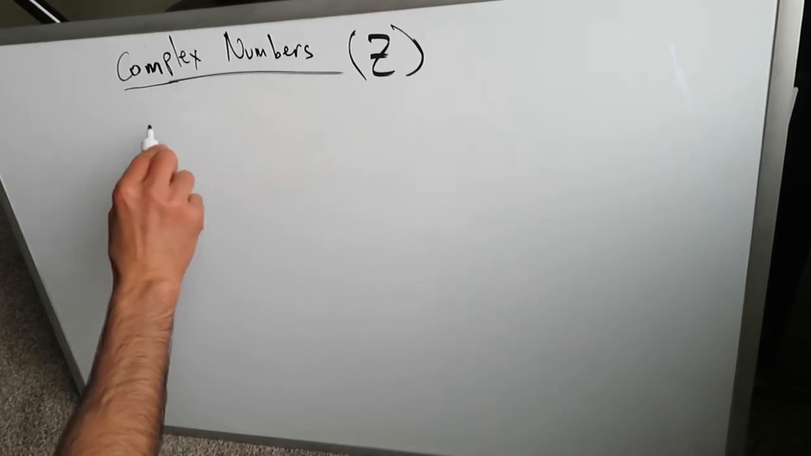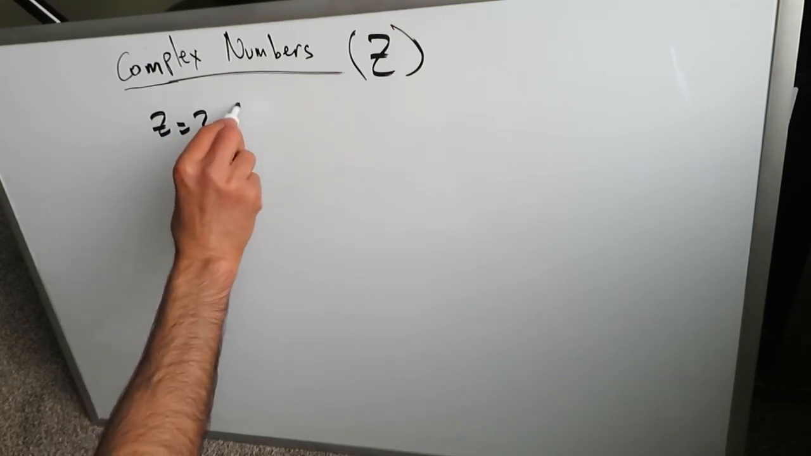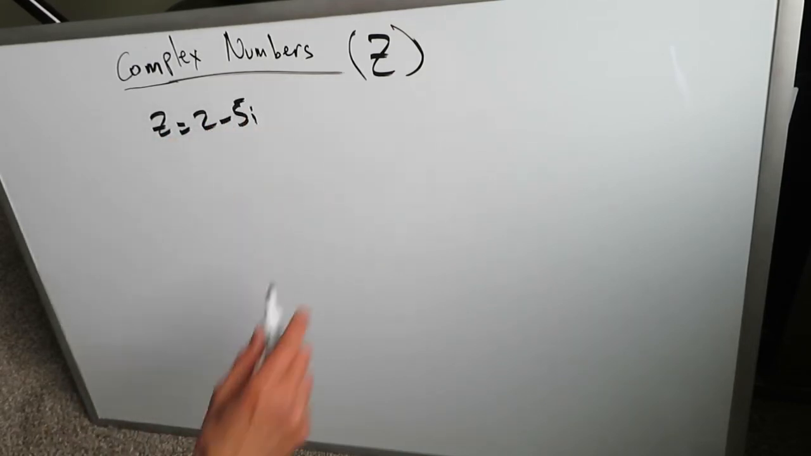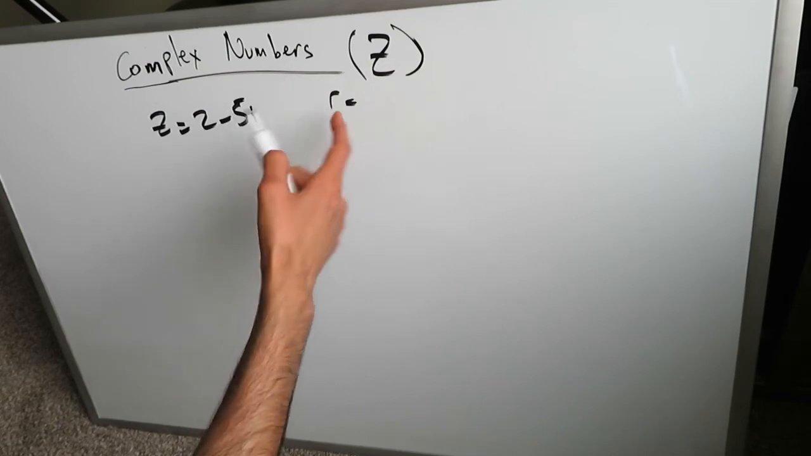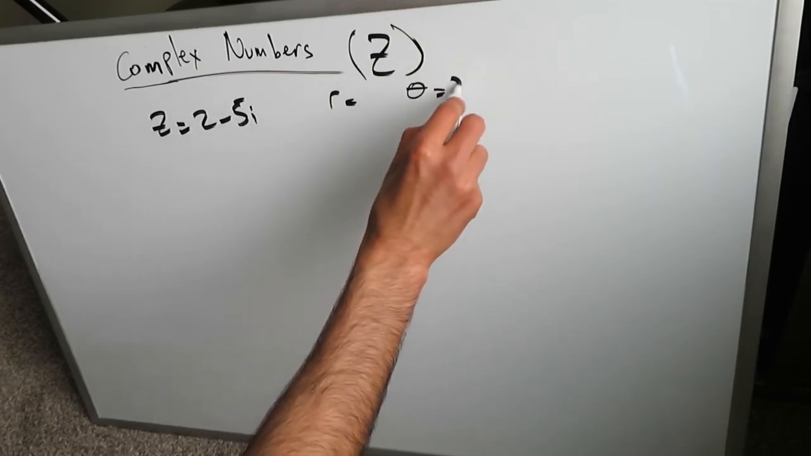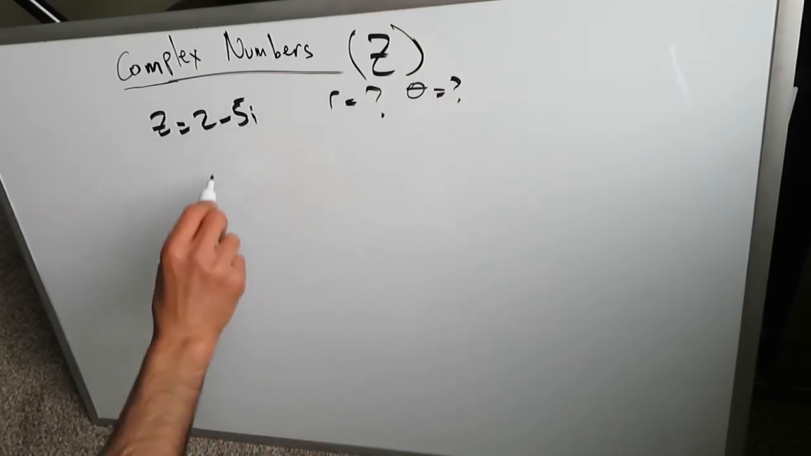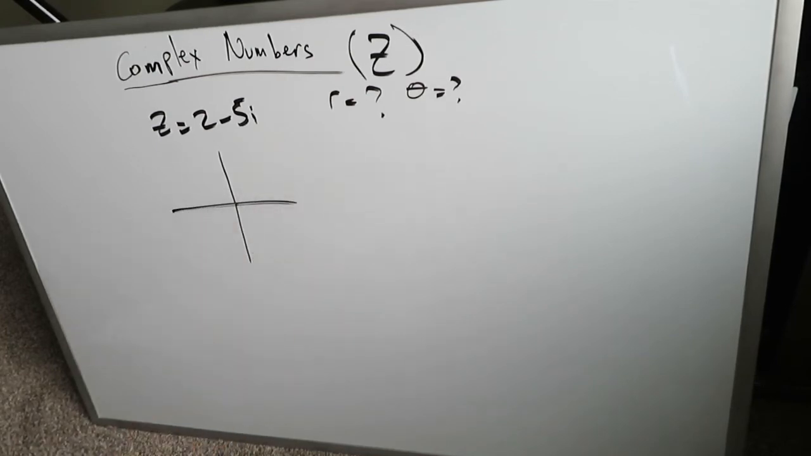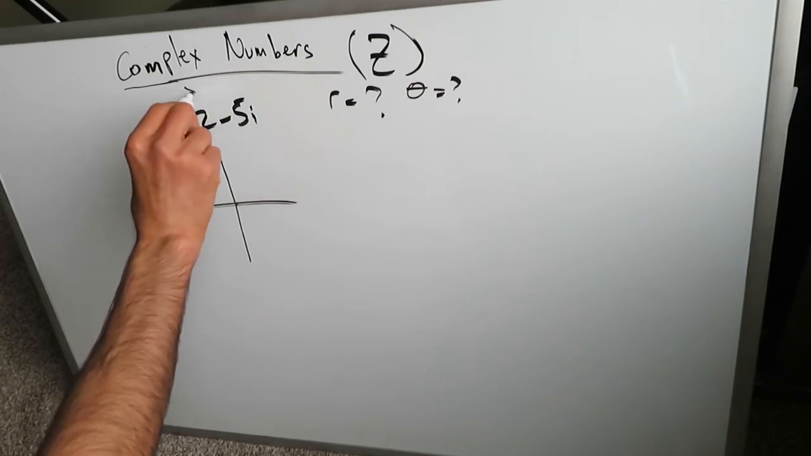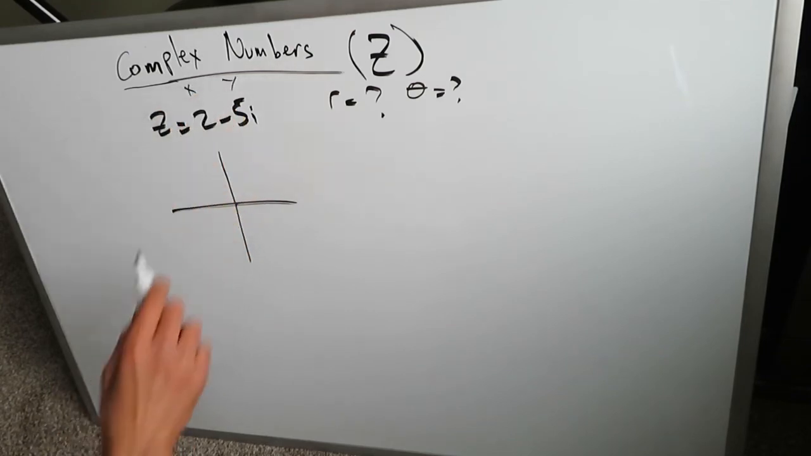Here is an example of a complex number. Z is equal to 2 minus 5i. And the question is, you have to determine the R value, the modulus, and you have to determine the argument. All of these you have to determine. The first step you should always do is think about graphing these, plot them out. The first number, the real part, always represents your x component. The imaginary part represents your y component.